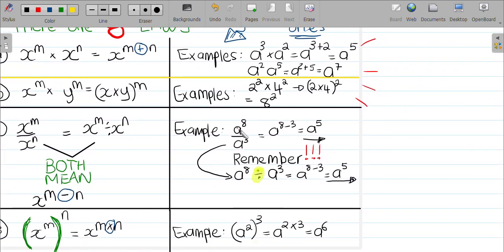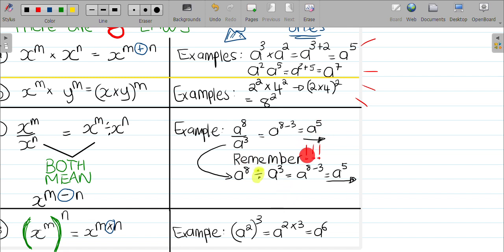All right, so in the question we have a to the power of 8 divided by a to the power of 3. So all I said was the quotient or division rule says if we have the same base, a and a, we take the first exponent minus the second exponent. And there we go. It's as simple as that. A to the power of 5, because 8 minus 3 is 5.